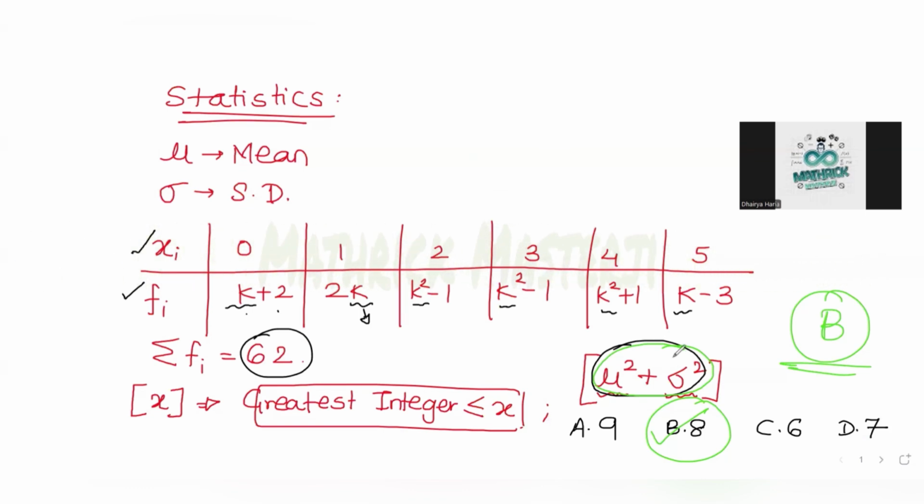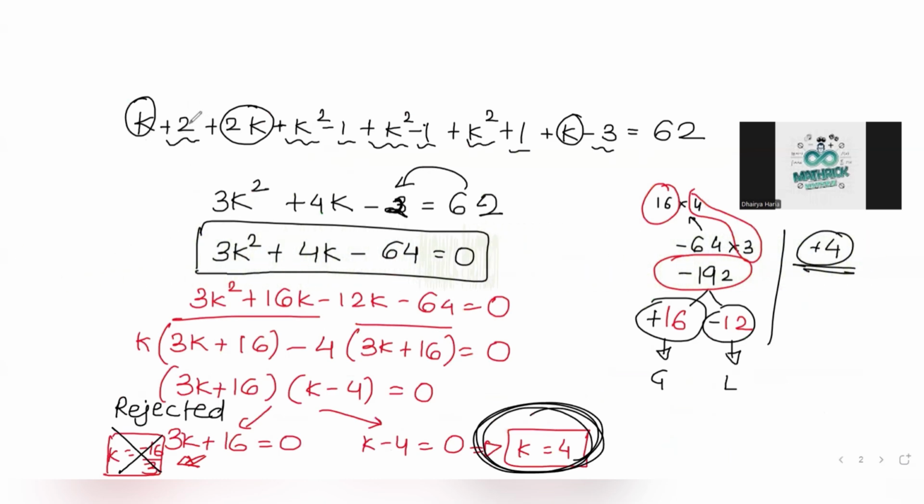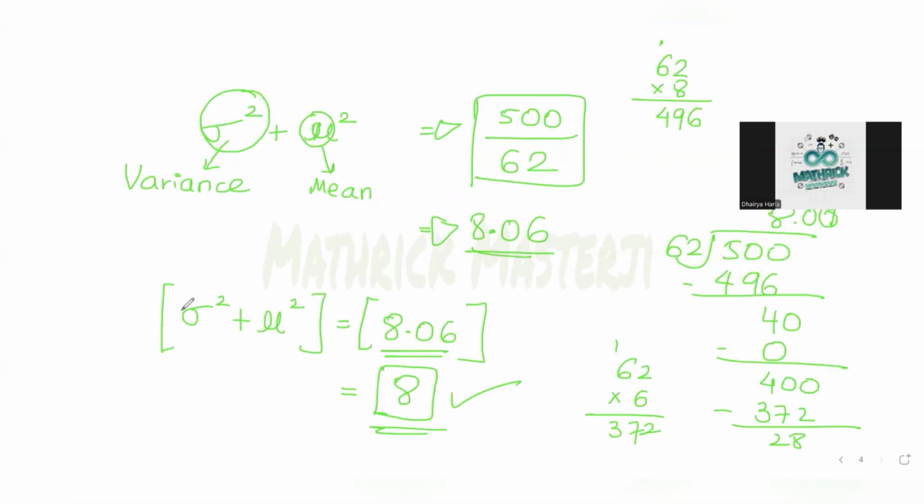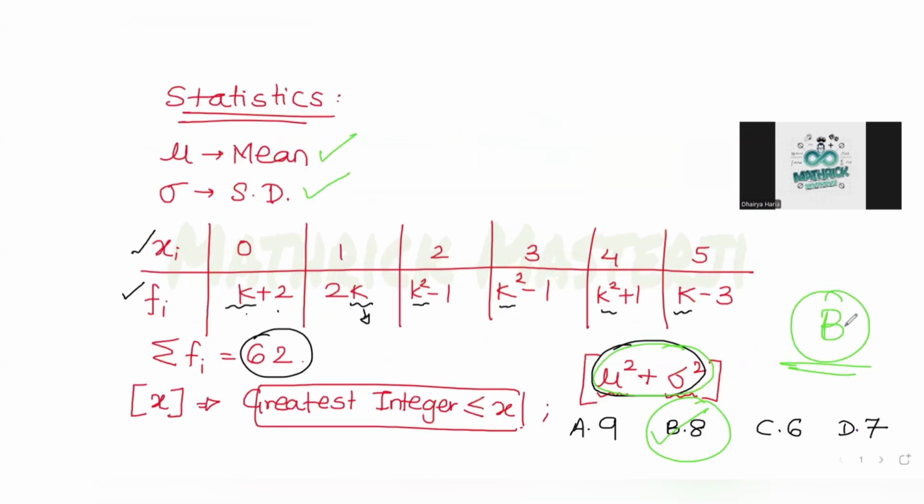I hope you have understood how to solve this type of question, which deals with the concepts of mean and standard deviation. First we used the summation of frequency being 62 to get the value of k. Once I got the value of k, I found the summation of fi xi square, and dividing it by the summation of fi gave me the direct value of this entire expression. Then we applied the greatest integer function. So my answer is 8, which matches answer choice B.